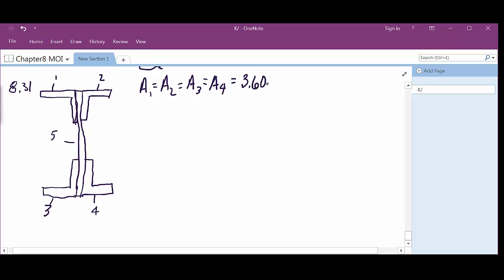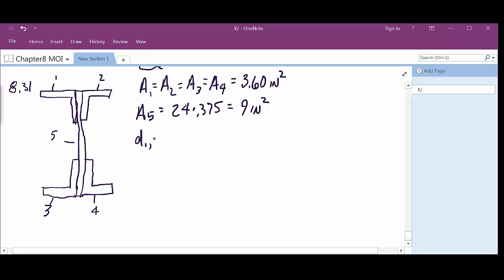3.6 square inches. They told me that. Thank goodness. Because it's a piece of angle iron, so you'd have those little radii on the ends and in the middle. The area of 5, they didn't have to tell me about that. I'm smart enough to figure that out. 24 times 0.375. 9 square inches.